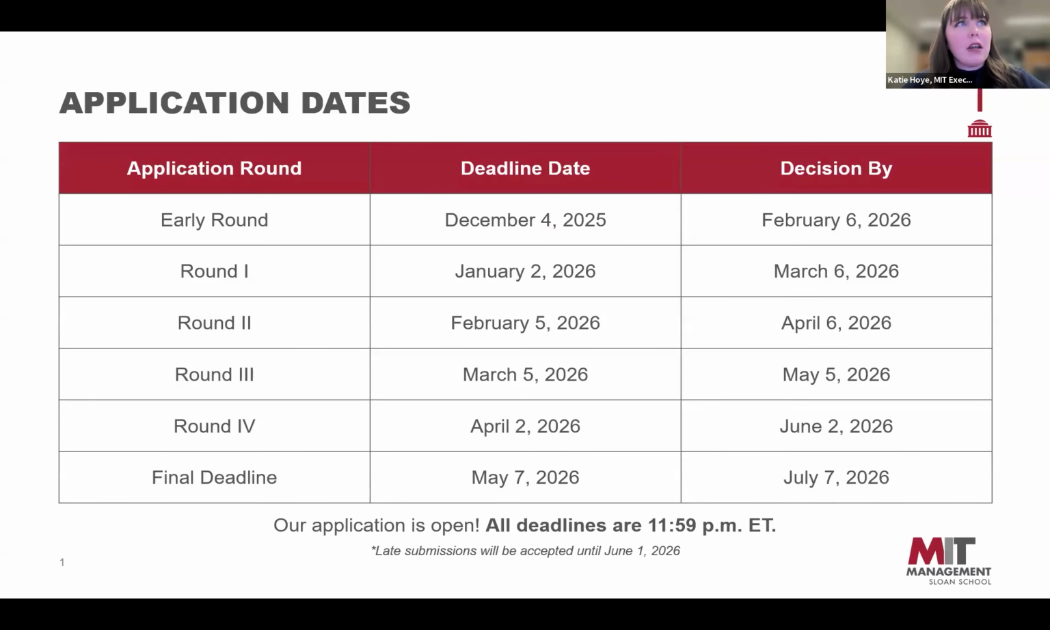Here on the slide, we've got a number of rounds, but we highly recommend you put in your application early, especially if you are interested in any scholarship or fellowship opportunities. So if you're thinking about applying, now is a great time to get started.